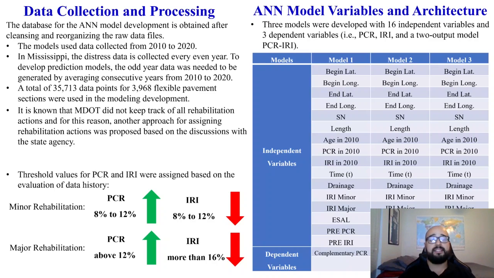It is known that Mississippi did not keep track of all rehabilitation actions, and for this reason, a minor and major rehabilitation threshold approach was proposed in this study. Three models were developed in this study with 16 independent variables and 3 dependent variables. Model 1 used complementary PCR, Model 2 used IRI mean, and Model 3 used the two-output model with complementary PCR and IRI mean.